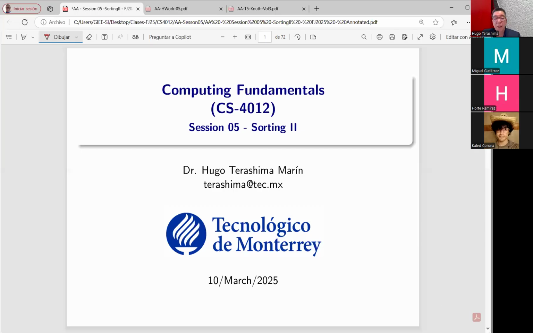Here we are. Okay, so welcome to session number 5, right? And this session is related to sorting, and this is the second part of sorting.